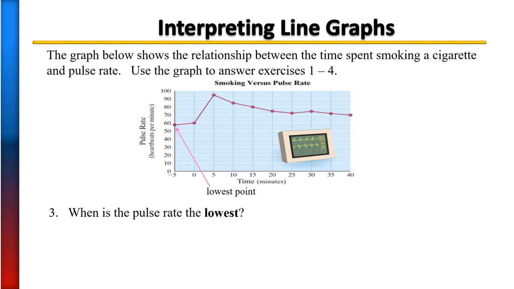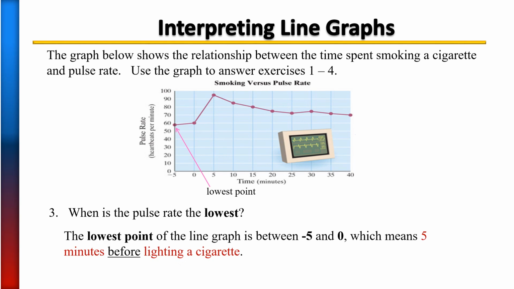Recall that 0 meant the moment the smoker lit up a cigarette. So -5, as far as time, would mean 5 minutes prior to that. So to answer the question, the lowest point of the graph is between -5 and 0, which means 5 minutes before lighting a cigarette.